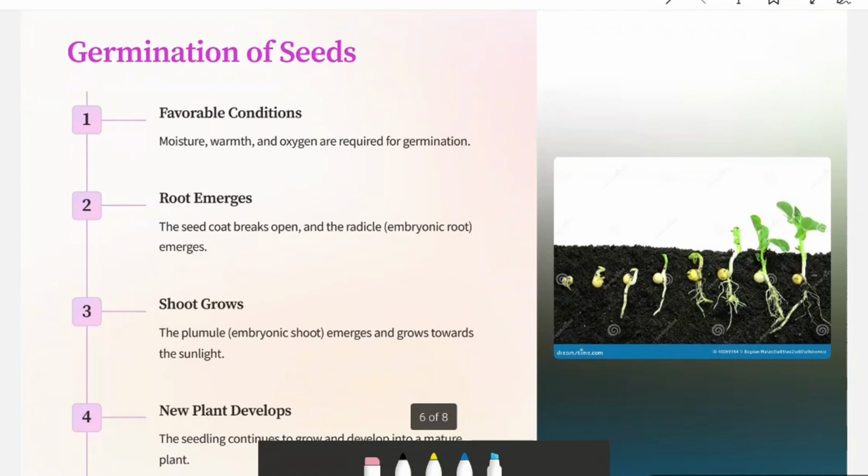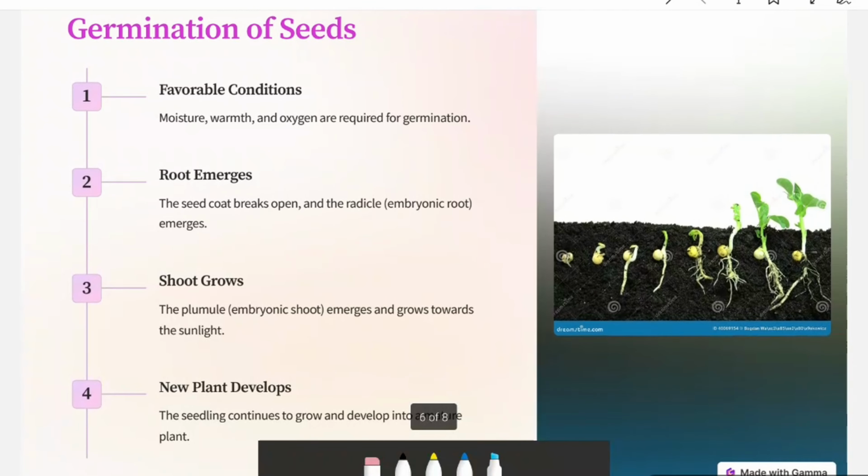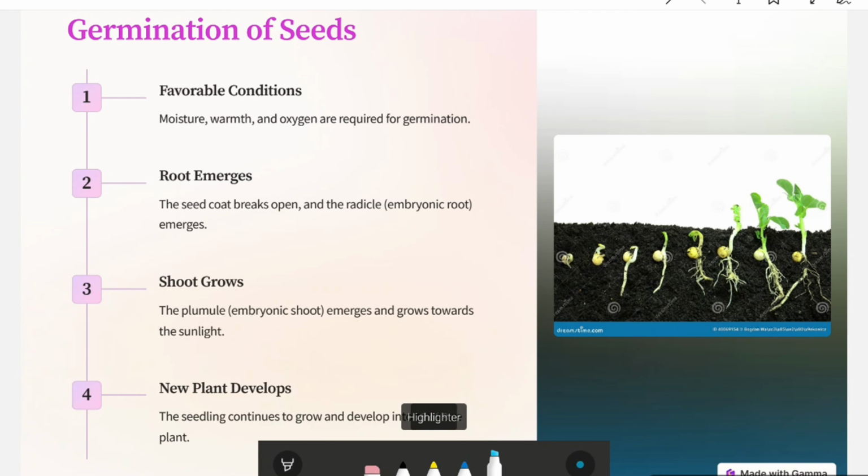Now after this, how does the germination of the seed take place? I have made this PDF in such a form so that at a glance you can understand the topic. I have chosen these keywords to make it easier for you to understand. So what is the first step? Germination always needs favorable conditions: moisture, warmth, and oxygen. These are required for germination.